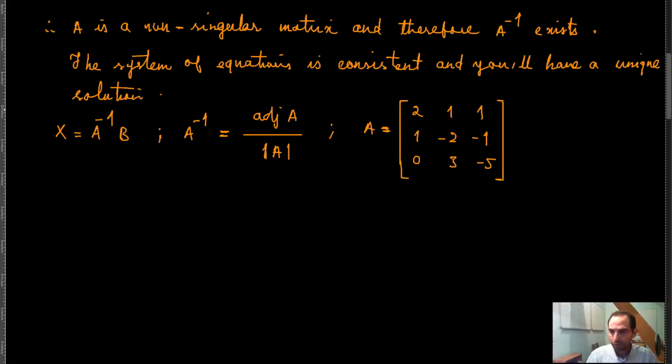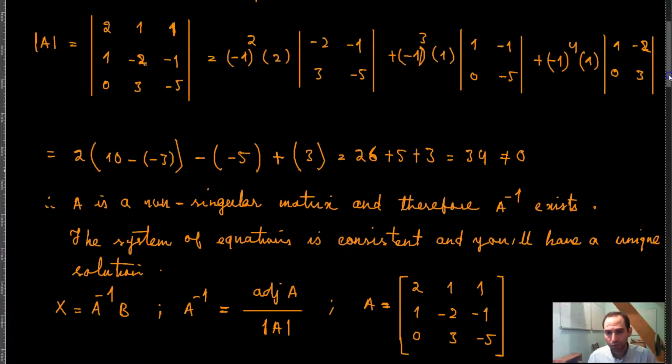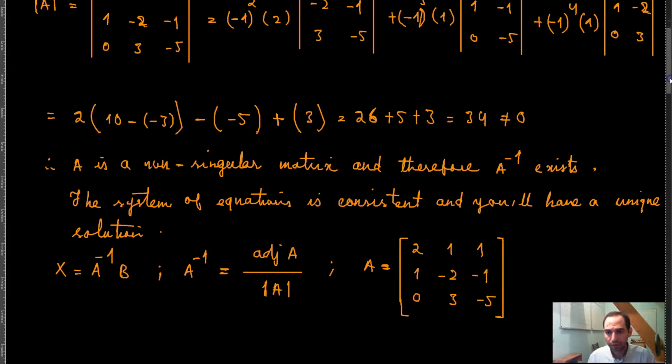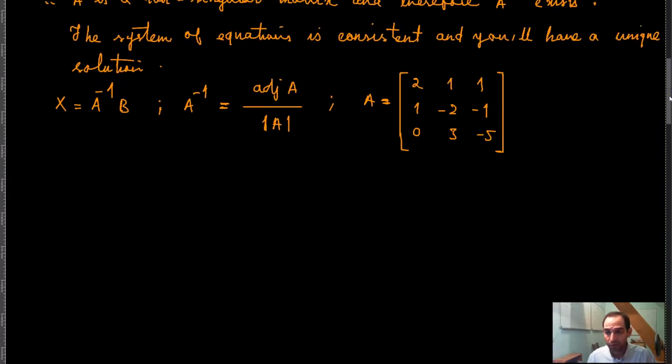Now if I go back to the exercise we were working on, we wanted to find the adjoint of A. Let me take a look at the definition again. The adjoint of A is the matrix that you get by calculating the cofactor of each of these elements and taking the transpose of that matrix.